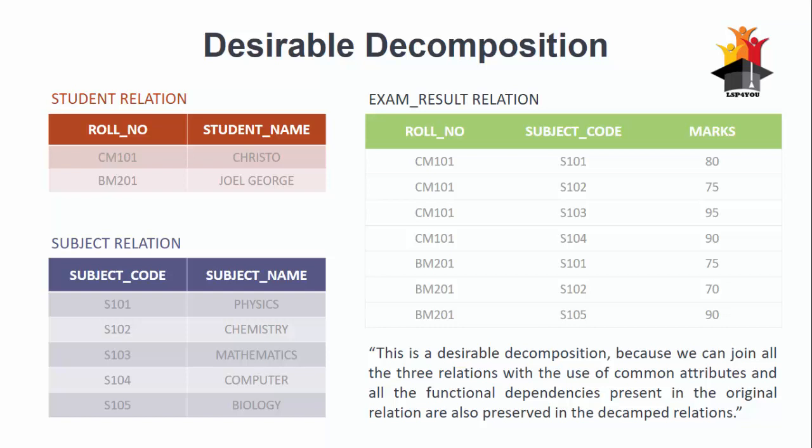This is a desirable decomposition because we can join all the three relations with the use of common attributes, and all the functional dependencies present in the original relation are also preserved in the decomposed relations.